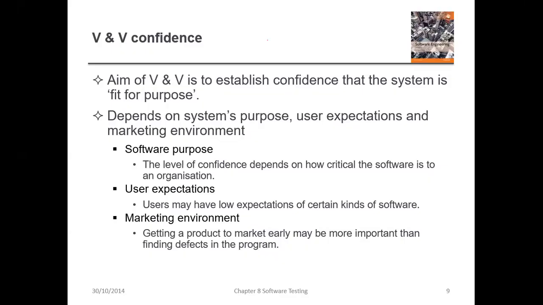So if you develop a system that is supposed to play music and it's able to play the music, then you are saying that it's fit for purpose. So we use V&V to establish the confidence that the system is fit for purpose. And to be fit for purpose depends on the purpose of the system. What is the purpose of that system? You need to know the purpose and also know the user's expectation.